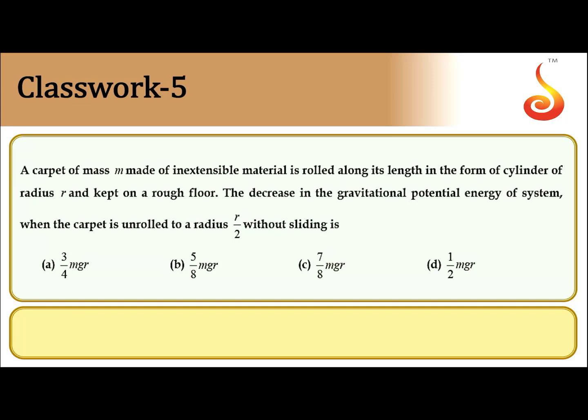So look at the question carefully. It says a carpet of mass m made of an inextensible material is rolled along its length in the form of a cylinder. So this is our cylinder whose radius is r. And when the carpet is unrolled to radius r by 2, this is the final state. So it is unrolled and it becomes something like this.